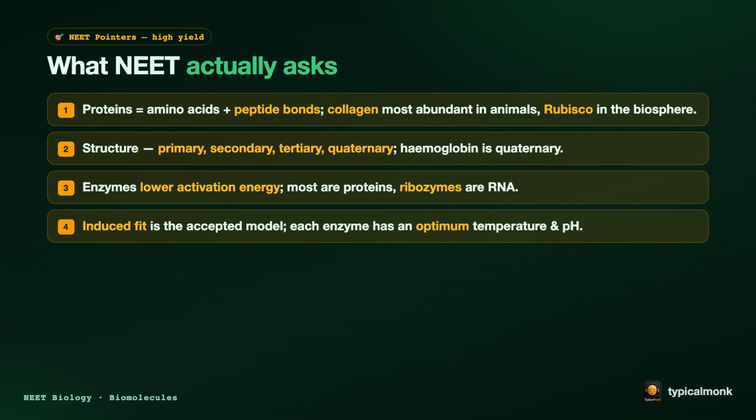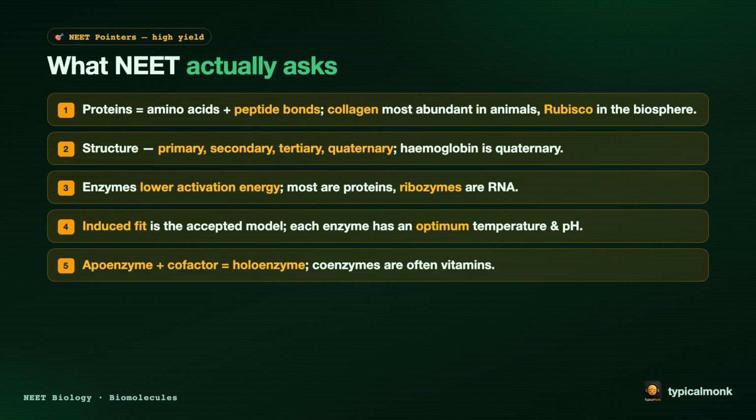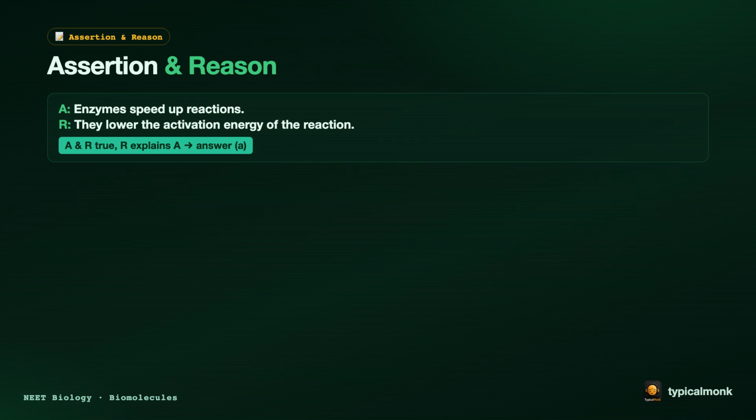4. Induced fit is the accepted model. Each enzyme has an optimum temperature and pH. 5. Apoenzyme plus cofactor make the holoenzyme. Coenzymes are often vitamins. Now the first drill, assertion and reason. Each time, ask, is A true? Is R true? And does R explain A?